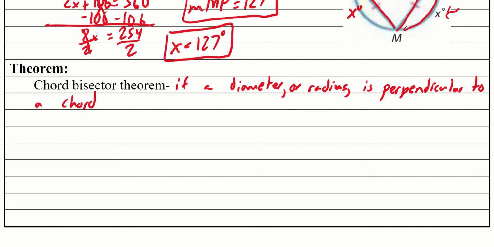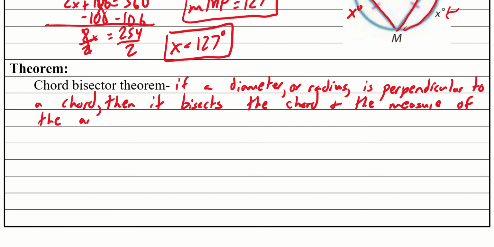if I look and I see the diameter or the radius going across, and I'm told it's perpendicular to a chord, then what I can say is that it bisects the chord and the measure of the arc. We can write it like that. It will always bisect the chord itself and the arc that is across from it.